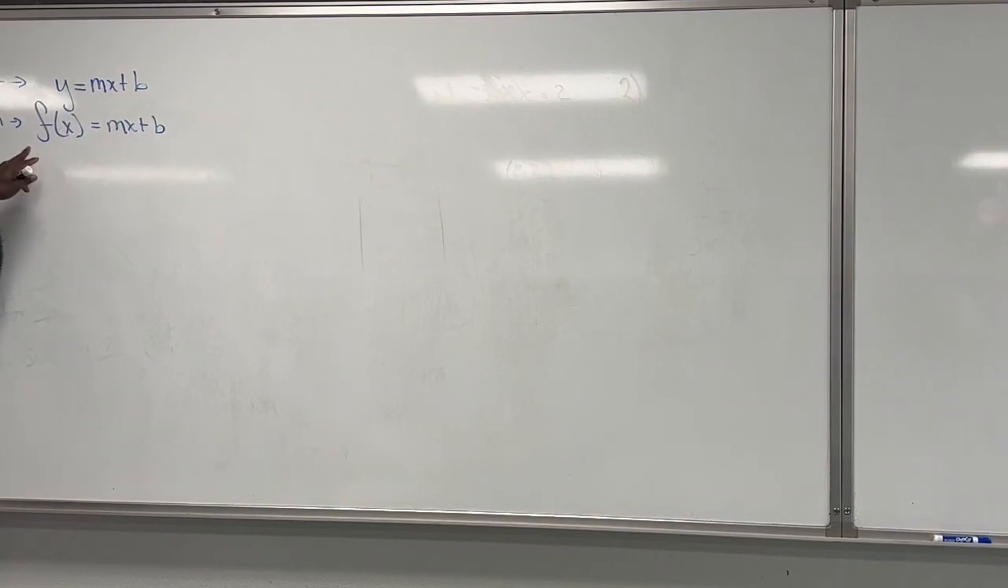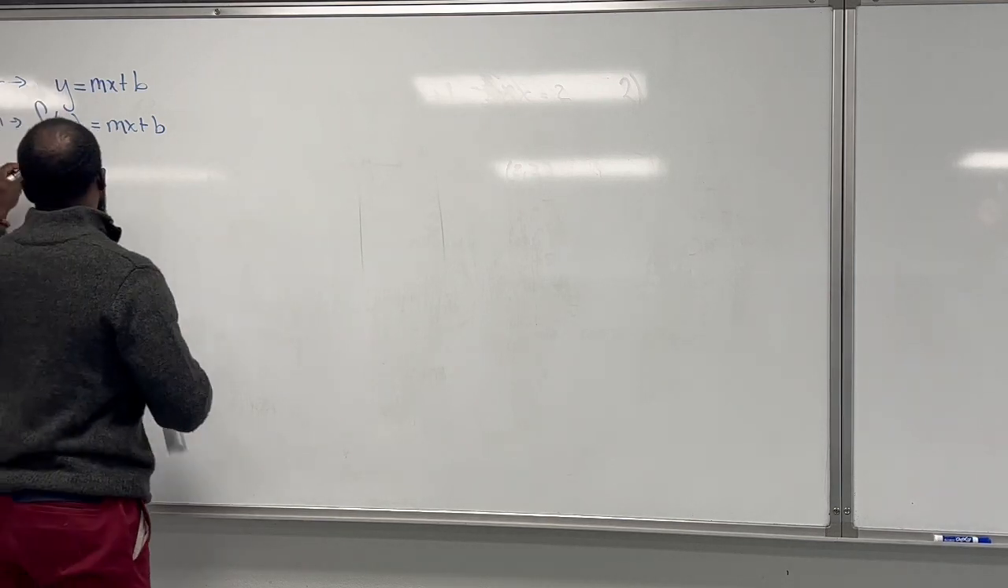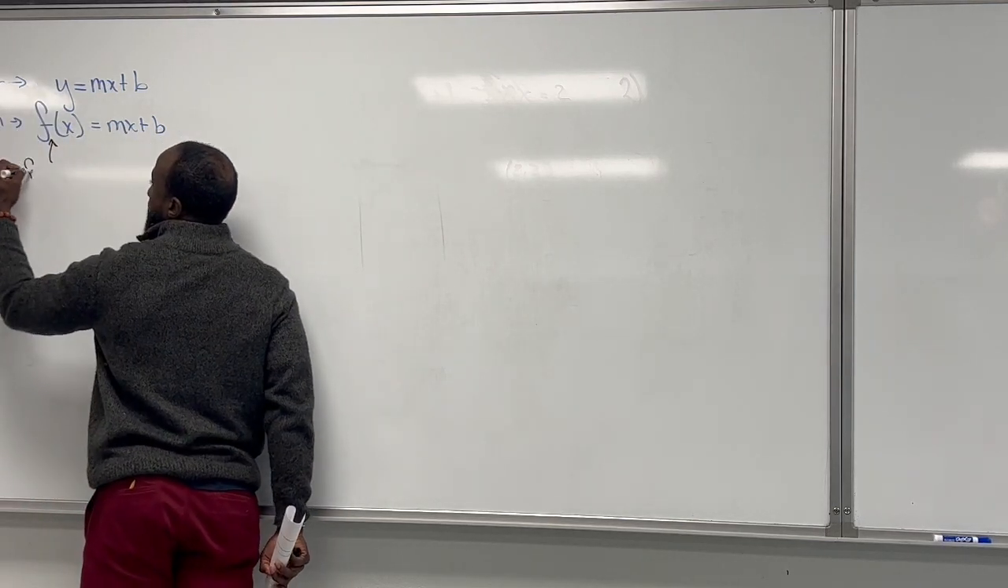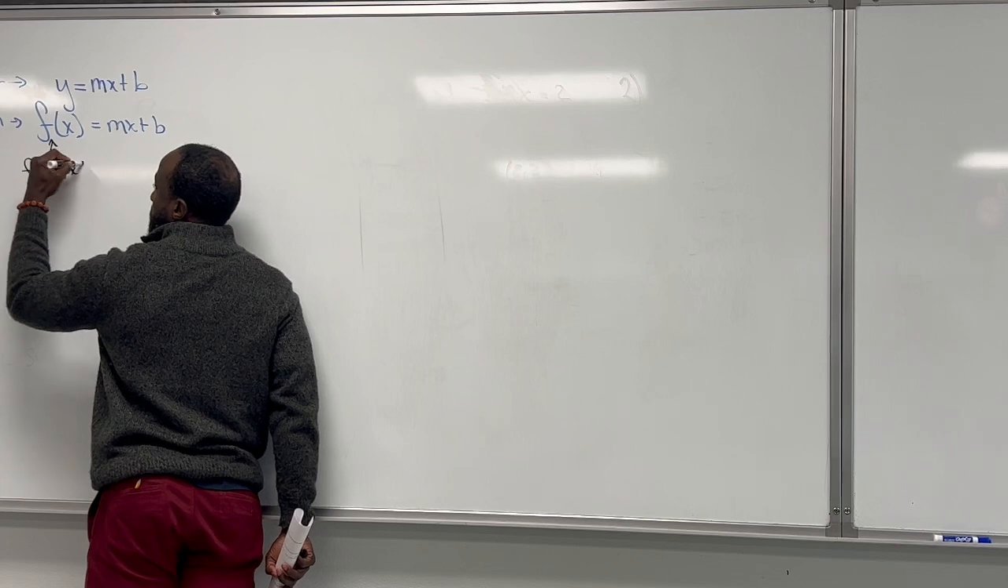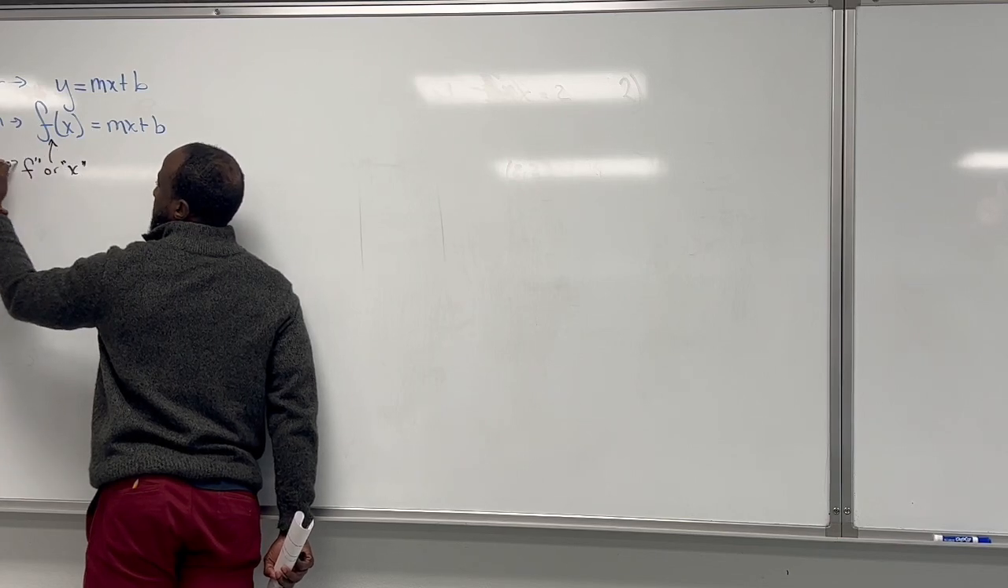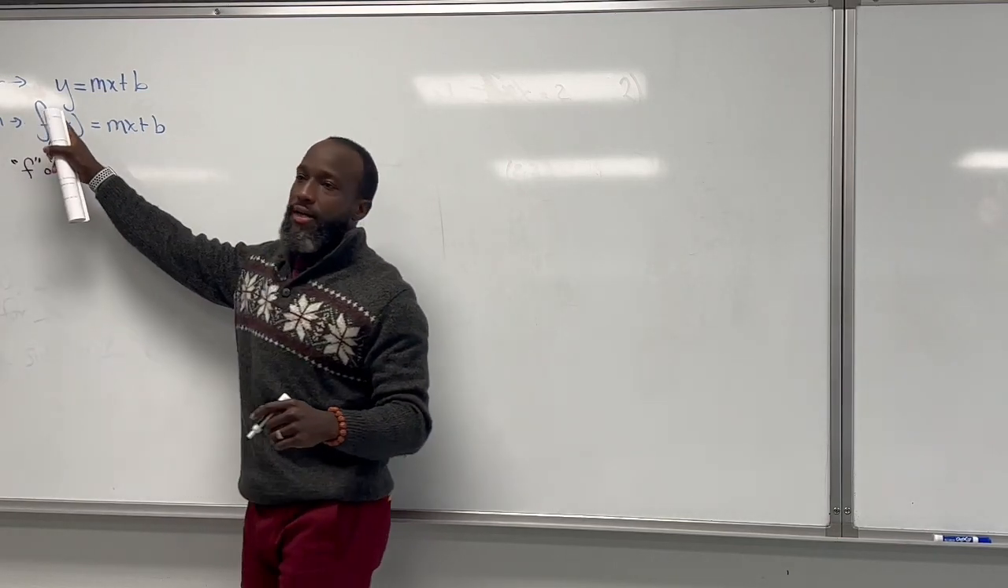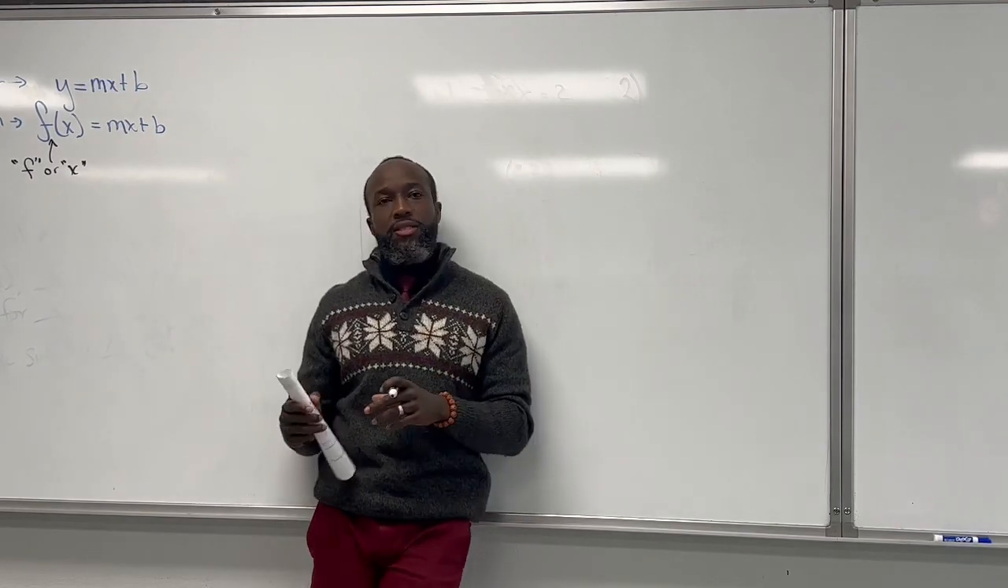Function notation is f of x. That's the way you read that: f of x equals mx plus b. Those go on those two lines. Again, this reads f of x. That's how you read the letter x in parentheses.